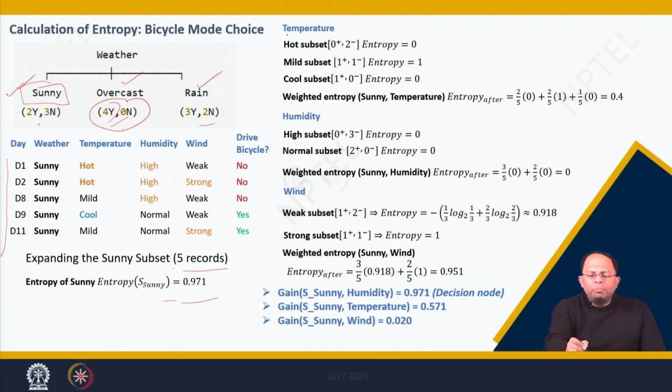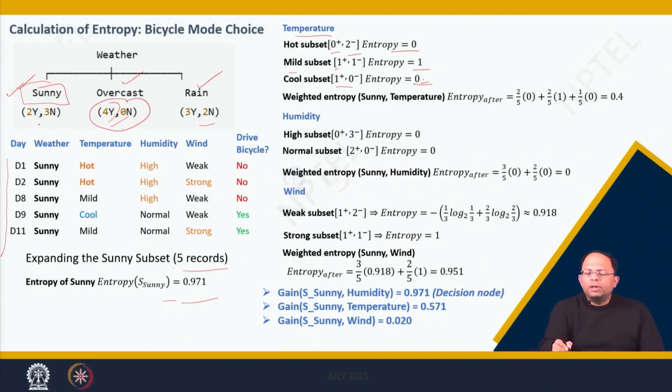So now, for temperature, if I ask the next question, what kind of temperature, it could be hot, mild, or cool. For hot, there are 0 yeses and 2 no's, which means it is a 100% split. For mild, we have a 50-50 split, that is 1 and 1, so the entropy is 1. And for cool, again there is a 100% split, so if you put that in the formula, you will get 0.